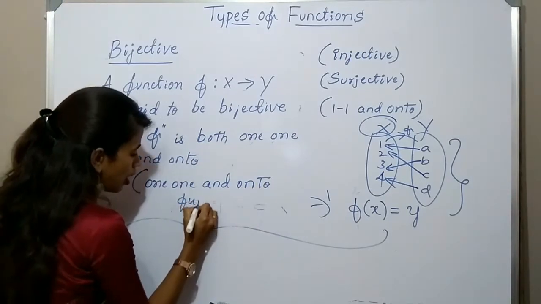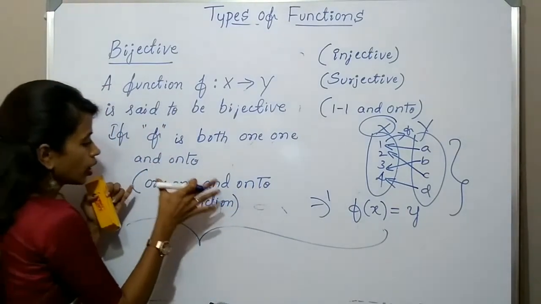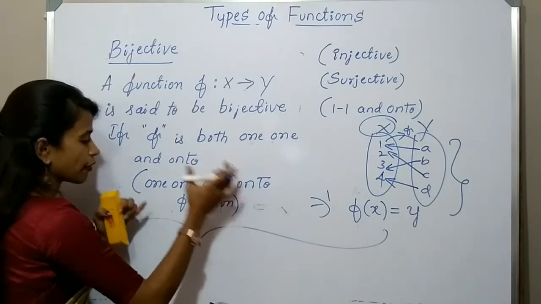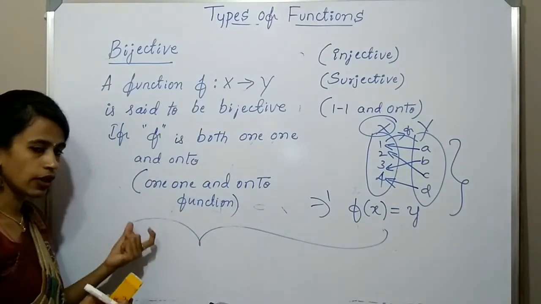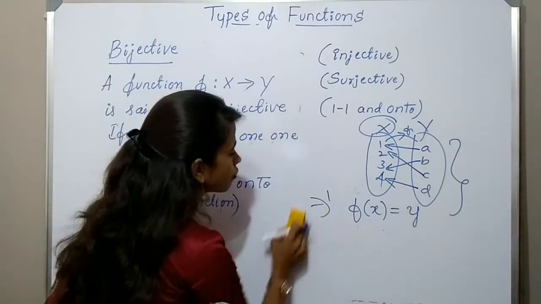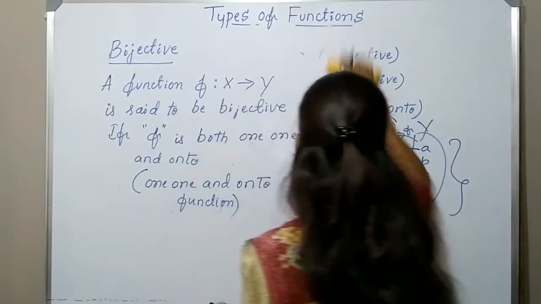What do you mean by a OneOne and onto function? The word itself says OneOne and onto. That is a function which is both OneOne and onto. Then we say that that function is a OneOne and onto function. Is it clear? So this is the definition for OneOne, onto and bijective.